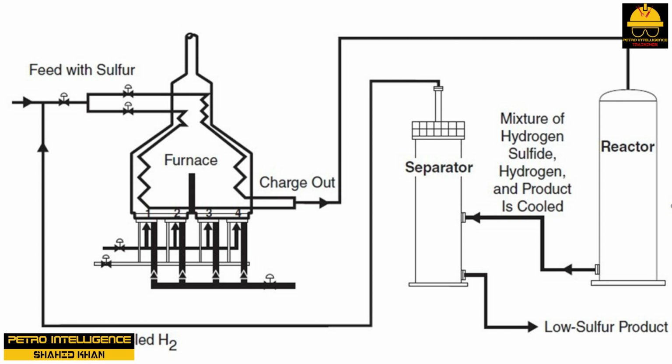Sour feed is mixed with hydrogen and heated in a fired furnace. The heated mixture is sent to a reactor, where the hydrogen combines with the sulfur to form hydrogen sulfide. Lowering the temperature slightly causes the sweet crude to condense, leaving the hydrogen sulfide in vapor state. This vapor and liquid mixture is sent to a separator, where the low sulfur sweet feed is removed. The hydrogen sulfide and hydrogen are sent on for further processing, and the hydrogen is separated and returned to the original system.